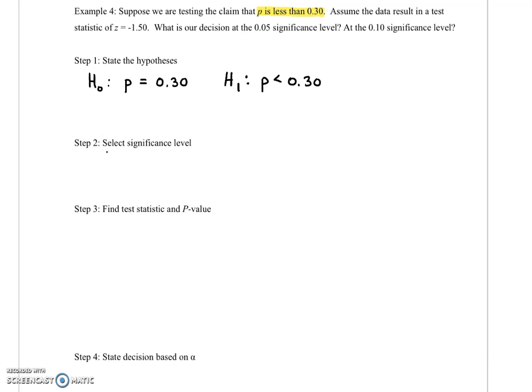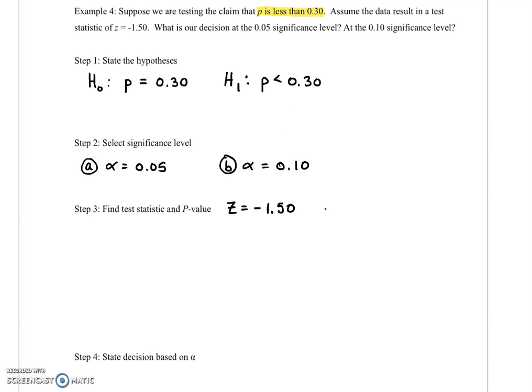Select the significance level. Well, we have two. We have to do part A, which would be alpha equals 0.05. And we have to do part B, which says alpha is 0.10. Find the test statistic and the p-value. We know the test statistic. The problem told us that z is negative 1.50.